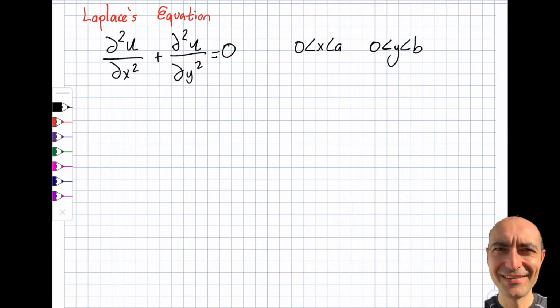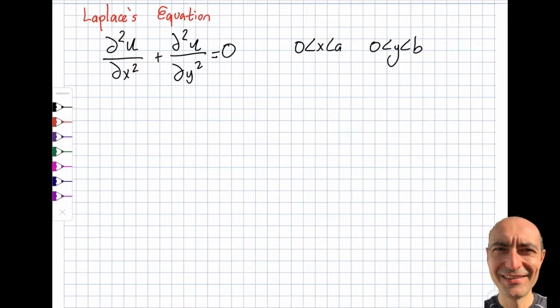And if I look at the initial conditions, how many initial conditions do I need? None, right? Because there's no time variance over here, so I don't need initial conditions. About the boundary conditions, how many do I need? I need 2 boundary conditions in the x direction. I need 2 boundary conditions in the y direction.